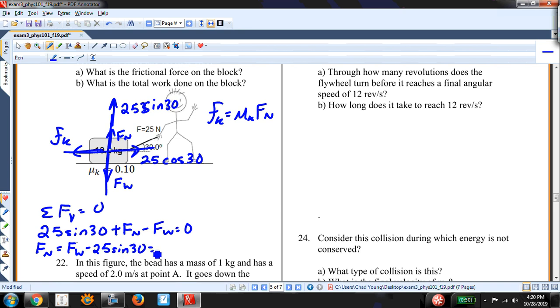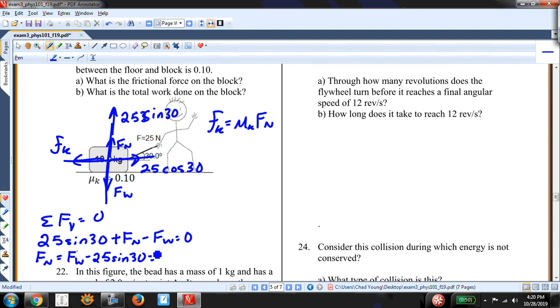Let's see, Fw is 100 newtons. So I get 87.5 newtons for Fn. And then my Fk will equal 0.1 times that, and so that's 8.75 newtons. So that's the first answer.